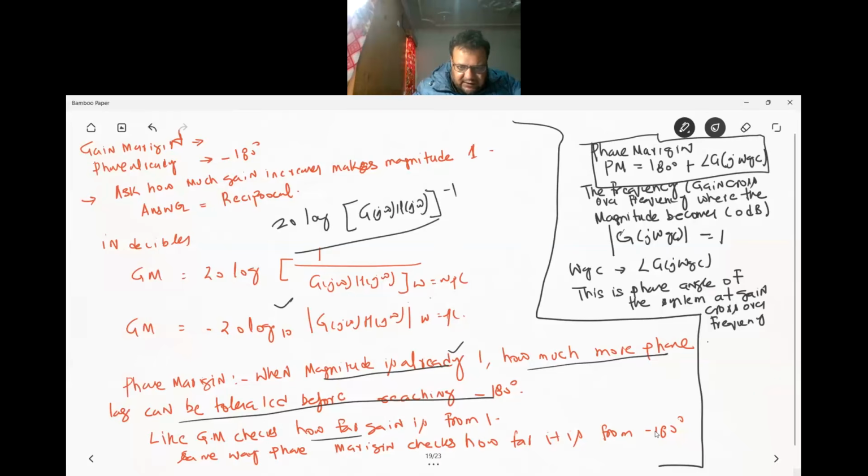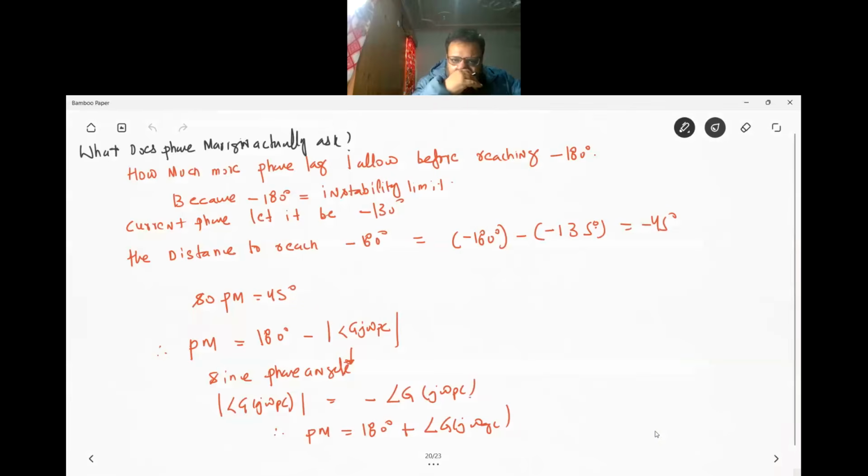right? So, like gain margin checks how far the gain is from 1, the same way phase margin checks how far the phase is from minus 180 degree. So in order to see how far it is from 180 degree, suppose you have a phase angle of minus 135 degrees here. So this is minus 180 degree minus of minus 135, which gives you minus 45 degree.